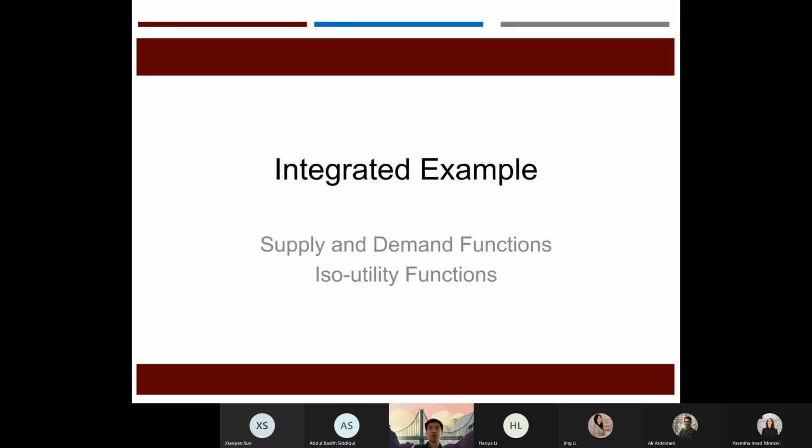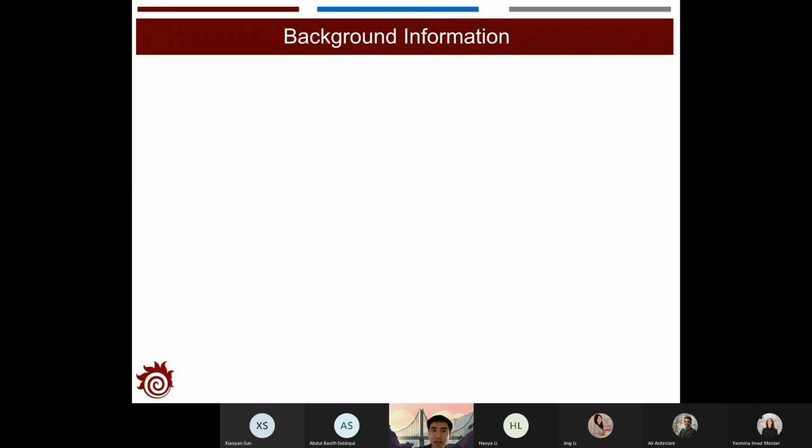Okay, so this integrated example will include the estimation of the demand and supply functions, and we will also see how we're going to use the ISO utility functions to estimate the demand functions. All these concepts we have already introduced in the previous lectures, but we want to use them to deal with the practical transportation problem. So let's start with the introduction about the problem, the example.